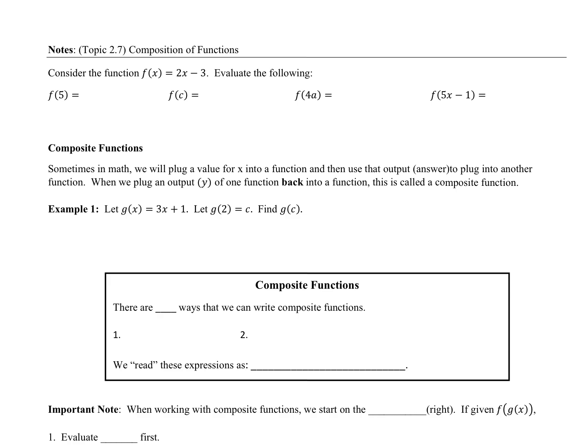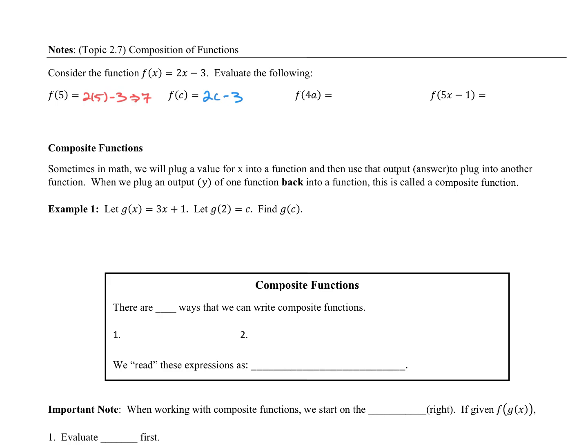All right, so let's consider these functions first. f of x is equal to 2x minus 3, and we're going to evaluate the following. Let's evaluate f of 5. What do we do with 5? We substitute it in. Very good. Now we have 2 times 5 minus 3. 2 times 5 is 10, minus 3 is 7. Love it. The next one, we have f of c. We substitute in c for x. What are we left with? 2c minus 3. Love it.